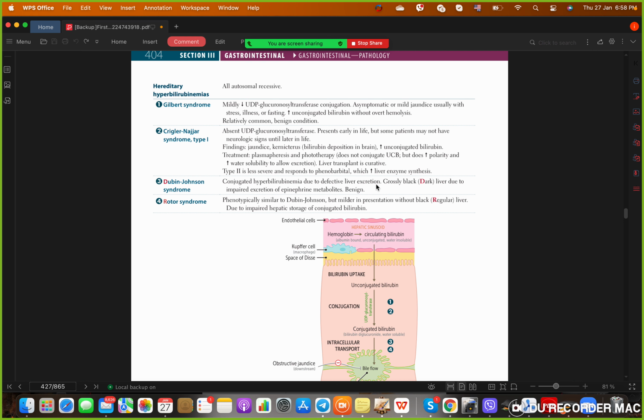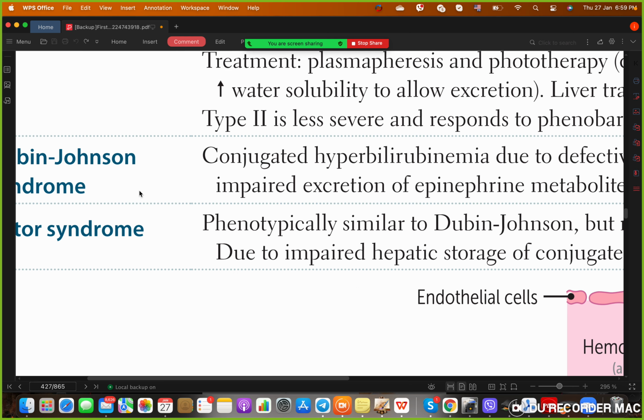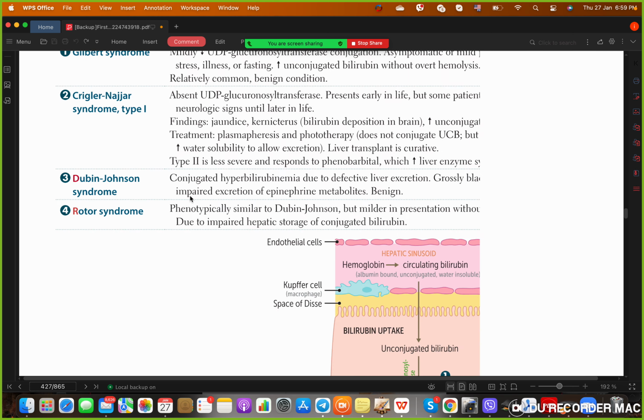liver excretion. So the main problem is that yes, we conjugated, no problem with that, but we are unable to get it out of the liver. So we will have a conjugated hyperbilirubinemia. They write it's due to an impaired excretion of epinephrine metabolite, and this disease is quite benign. So let's speak a little bit about the difference between Dubin-Johnson and Rotor. First of all, what is the similarity? Why should I even confuse them with each other?